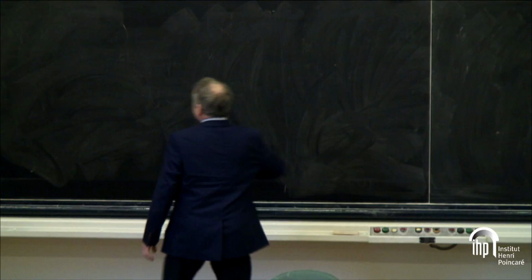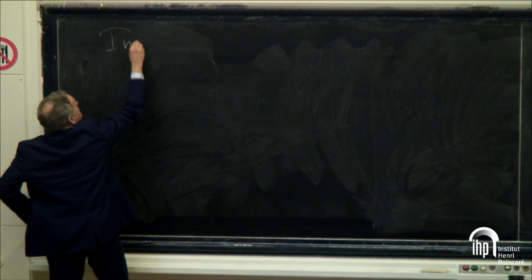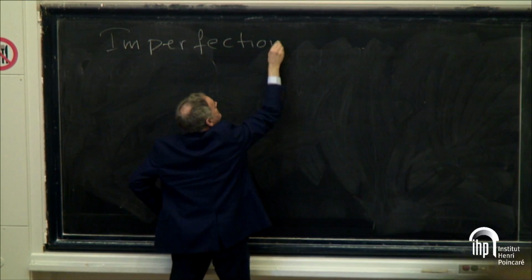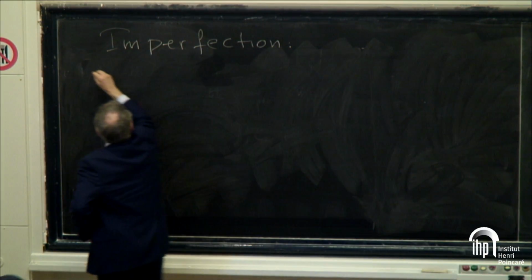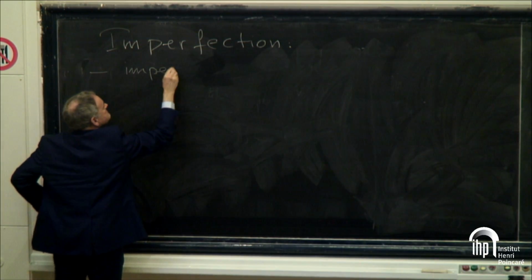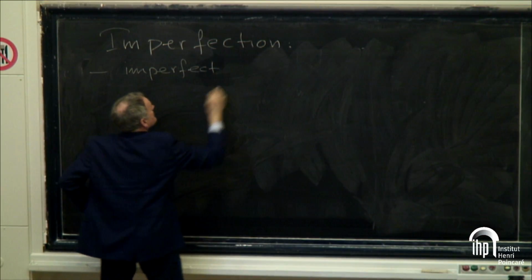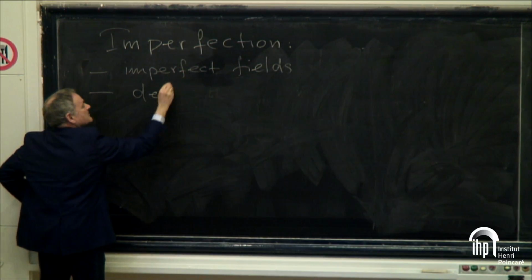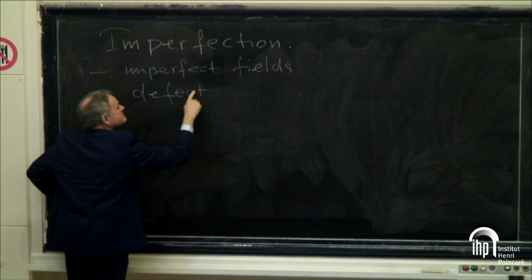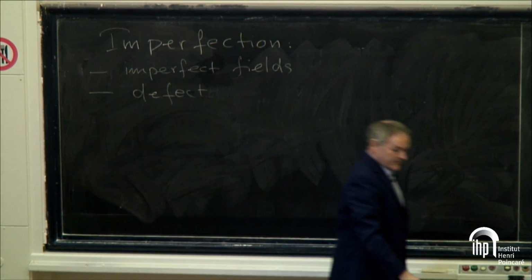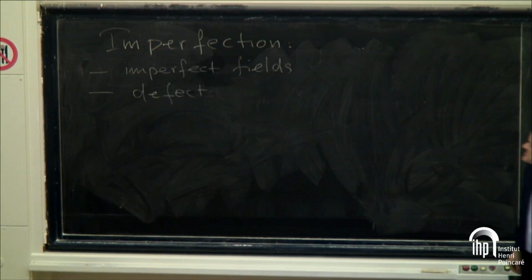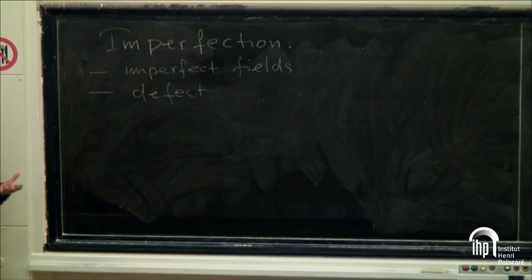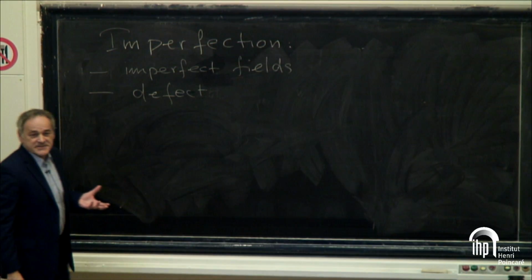The term imperfection in my title refers not only to imperfect fields, but also to what we call the defect. The defect of valued field extensions, finite valued field extensions, which can also appear over fields of characteristic 0 once the residue characteristic is positive.